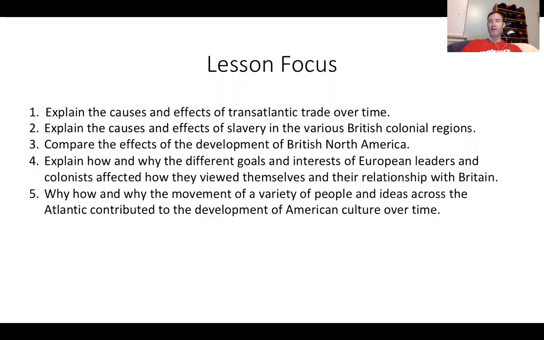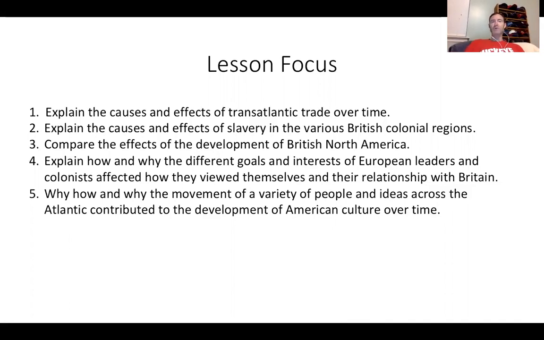We want to compare. The big theme of Unit 2 is comparison. How can we compare colonial regions? How can we compare the way that religion affected different regions, et cetera? We want to explain how and why the different goals and interests of European leaders and colonists affected how they viewed themselves and their relationship with Britain. And this could be political, social, economic. There's a lot of things, even in our last lesson, that we can do that with.